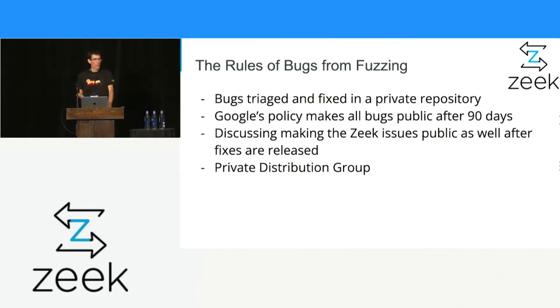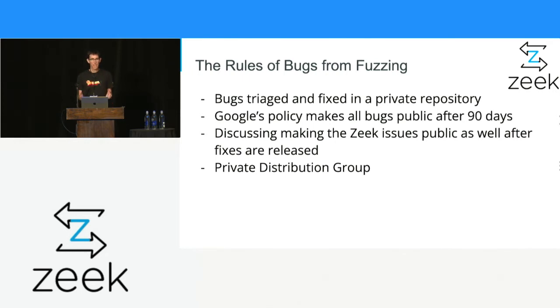There are some rules for handling the things that come out of OSS-Fuzz, and unfortunately, the first rule is secrecy. Because these bugs can be received as packets over the network, most of them are considered denial of service vectors. If you can get Zeek to crash, it's not scanning your network for anything. If you can get Zeek to hang indefinitely, it's not scanning your network for anything. So in that regard, we don't want to release these out into the wild. We don't want to put up a GitHub issue that says, hey, we got this giant bug, here's how to reproduce it. So the bugs are triaged and fixed in a private repository.